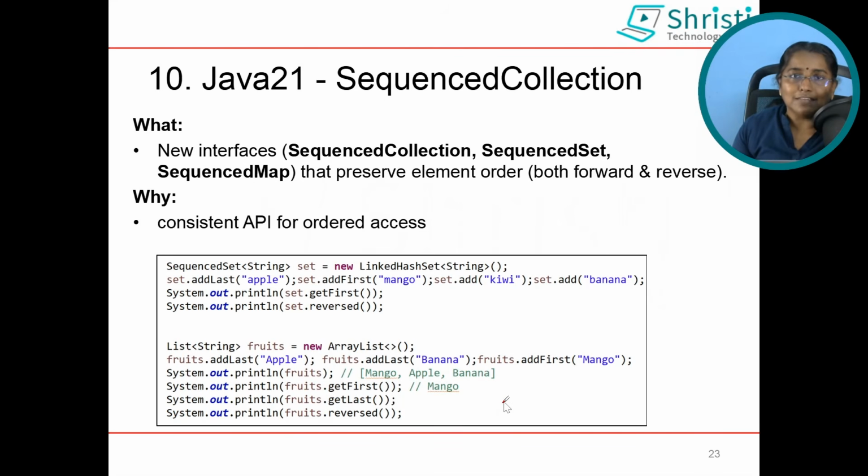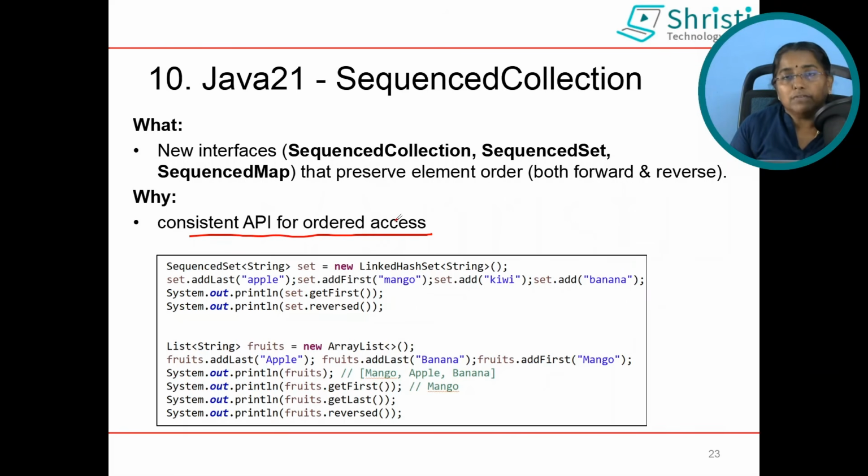We are in the last feature. This feature is also from Java 21. This is the sequenced collection API. In Java 21, they have introduced three main interfaces: one is SequencedCollection, SequencedSet, SequencedMap. What is the purpose of these APIs? It provides a consistent API for ordered access.